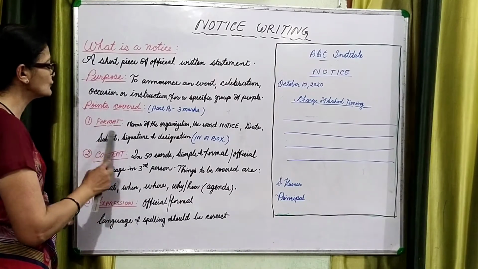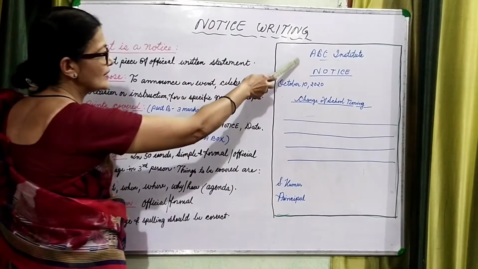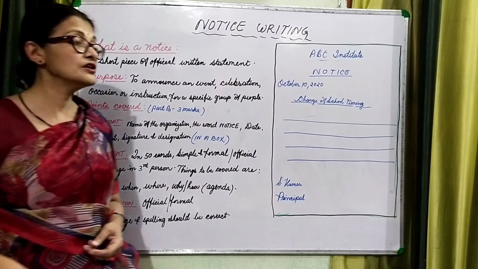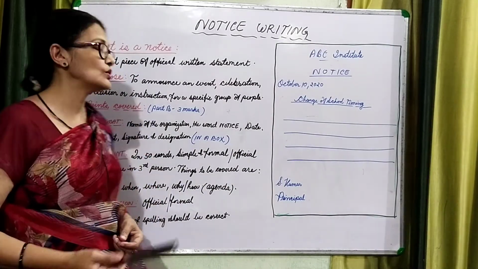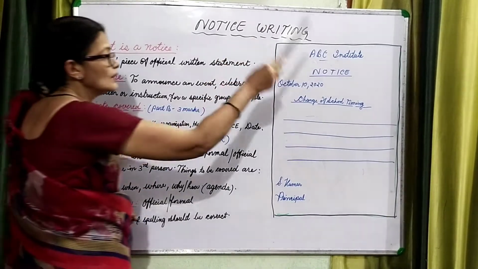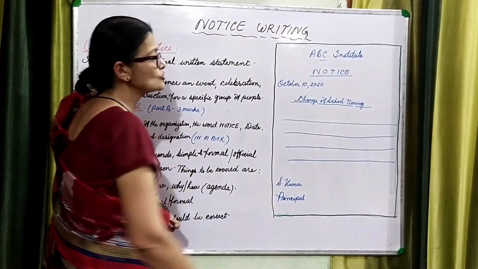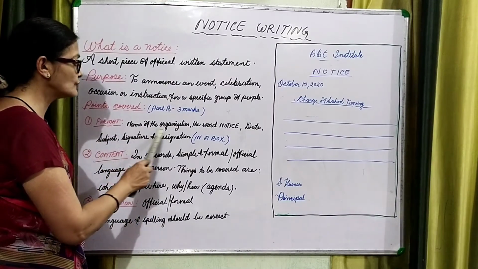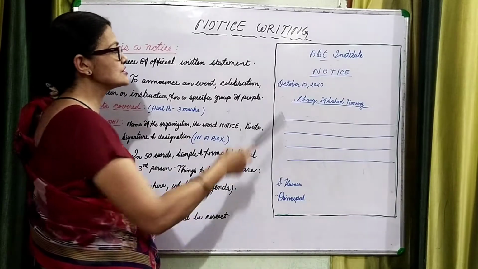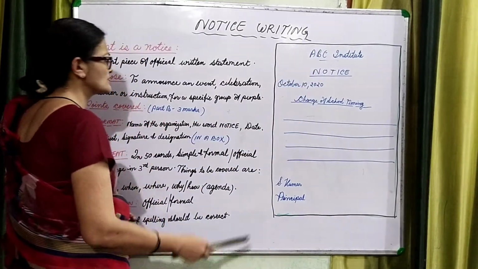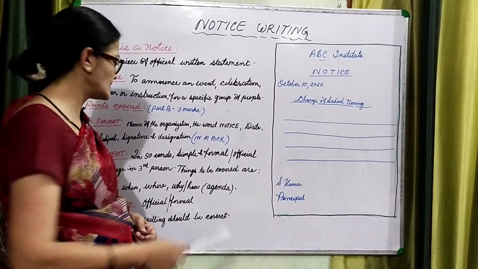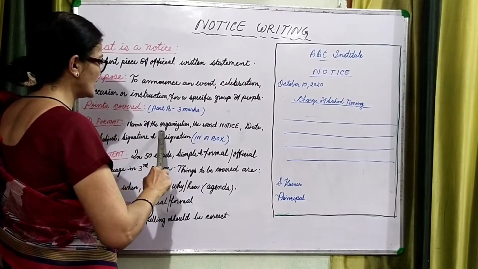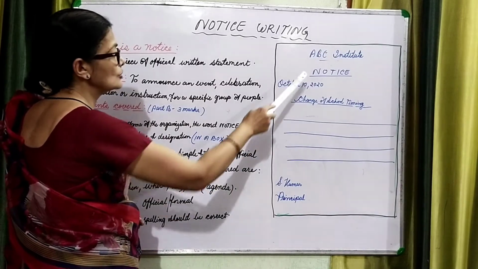So what is the format set here? Name of the organization, for example ABC Institute. If there are many branches, we can write the branch also, otherwise just write the city. The name of the city could be a part of your address. We don't need the full address. So the very first thing, number 1, should be the name of the organization, then the word notice.